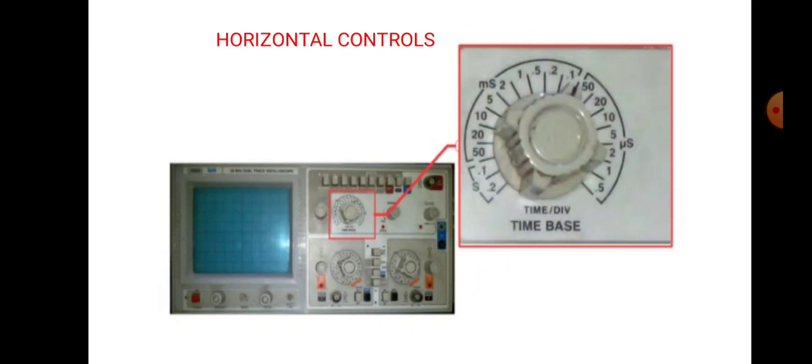Now the horizontal control. We have discussed the vertical control; in the same way there is a horizontal control. This top one is the horizontal controller, and this is the vertical controller. The horizontal controller consists of sweep time per centimeter, sweep time per centimeter variable, and horizontal position. Just like the vertical controls we observed, there are also horizontal controls.